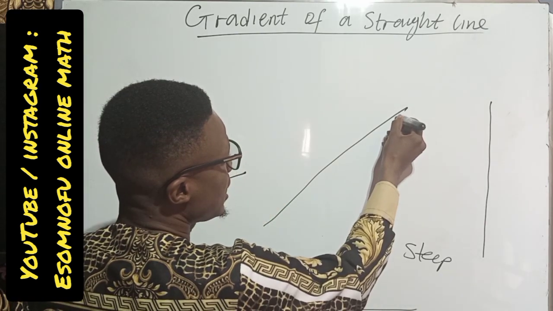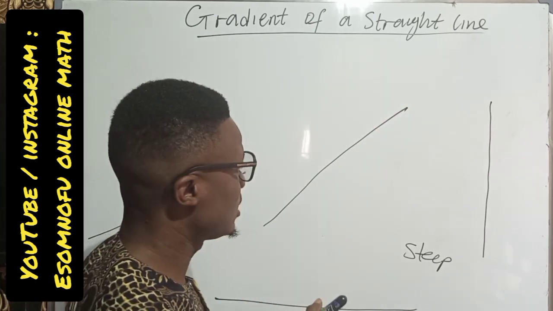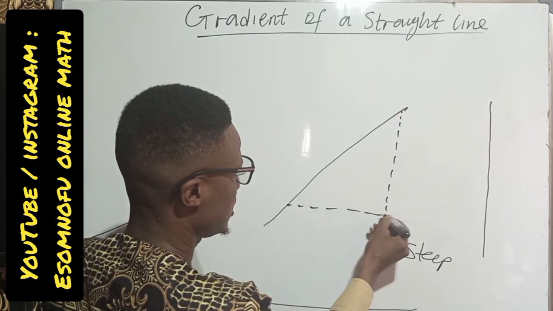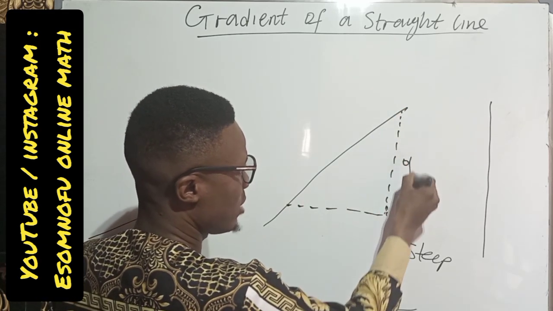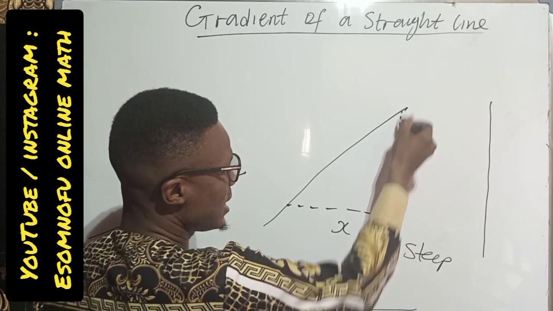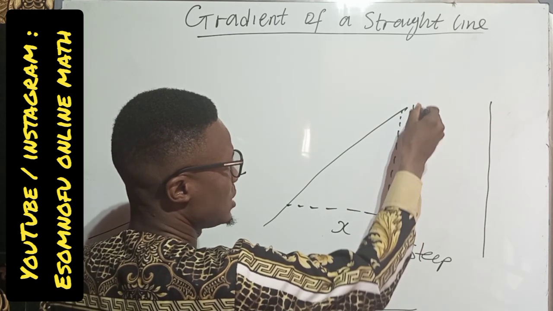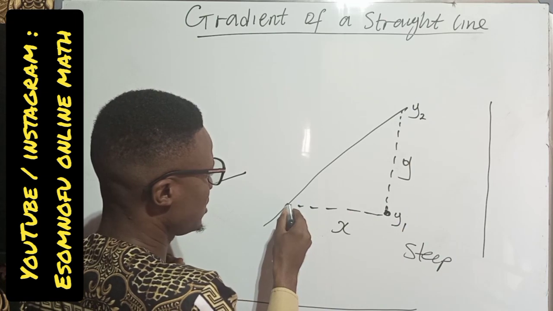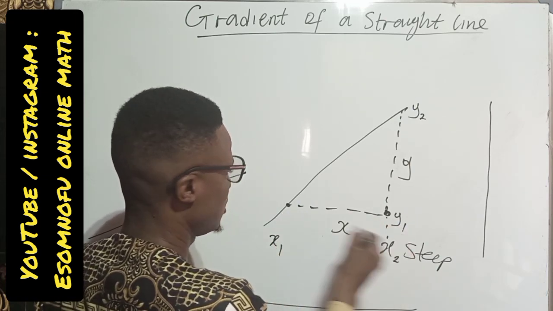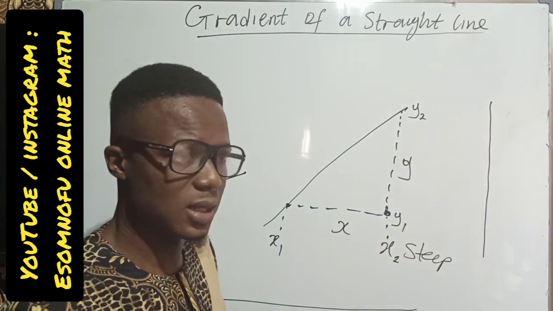Now, if you try to check, because this is a straight line, there is what we call the x and y coordinates. If I move from here to here, this distance is in the y direction, while this distance is in the x direction. You can see y has increased from this particular point to a particular point here. x has increased from this particular point to another particular point here. So I call here x1, here x2, here y1, and here y2.